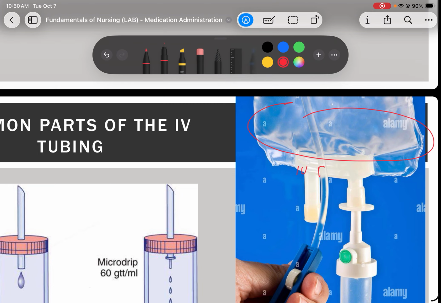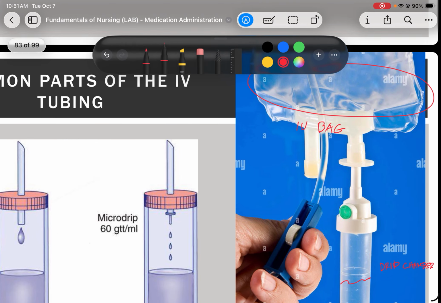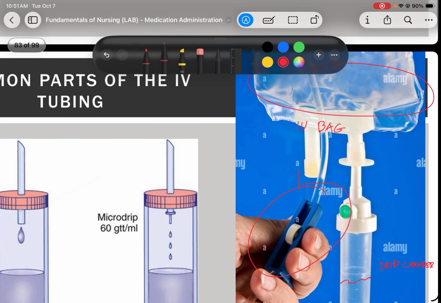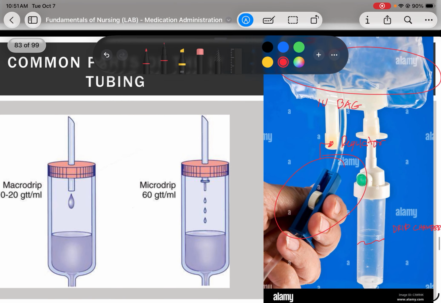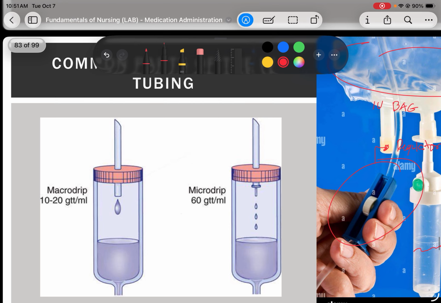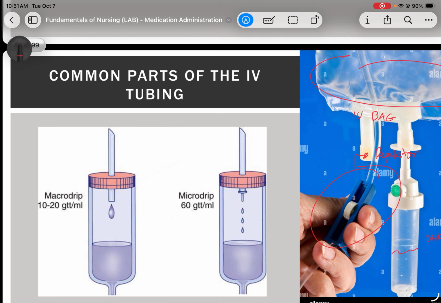This one here is our IV bag. And this one here is the regulator. The regulator is responsible for regulating IV flow. Now let's talk about the drip chamber first, because the drip chamber will change.